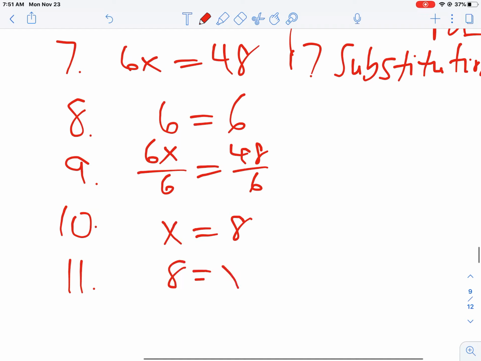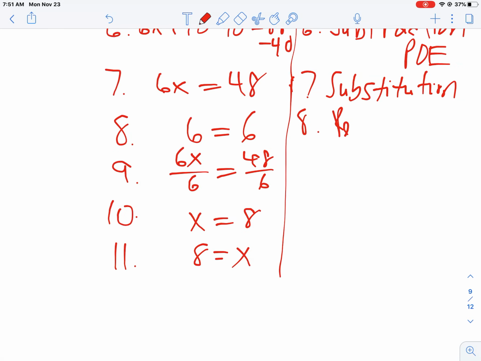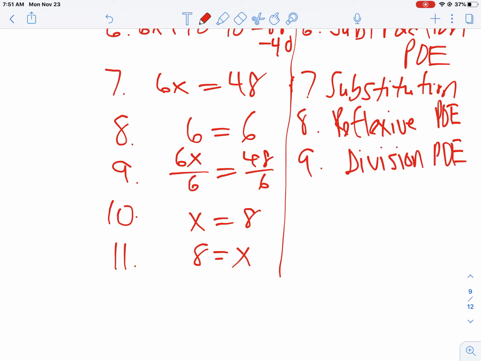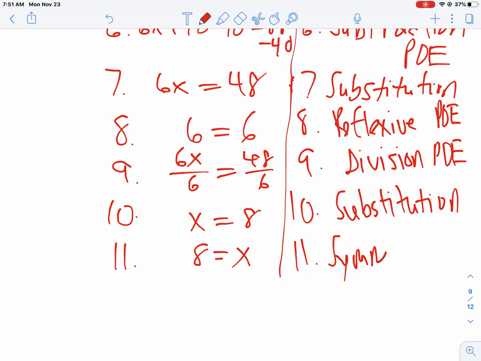And again, all right, so reflexive. Division. Substitution. Symmetric.